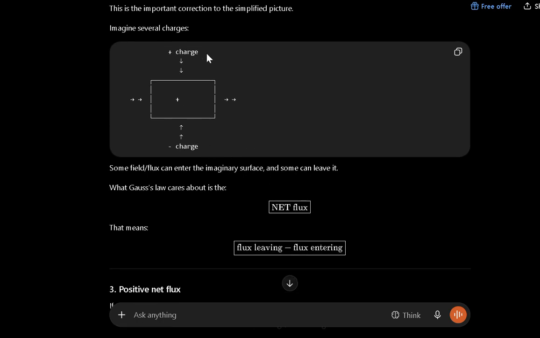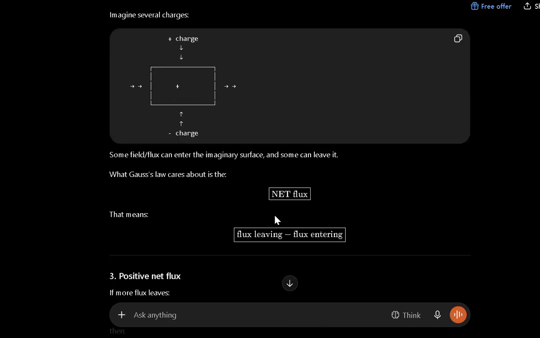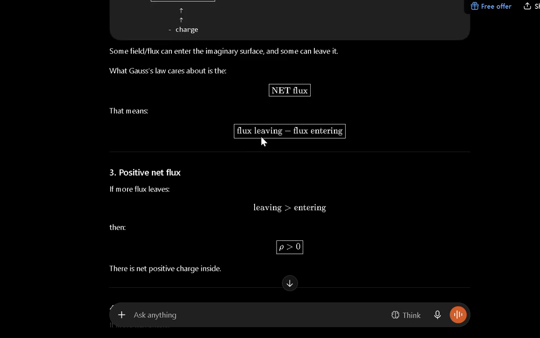So for a charge, there are fluxes entering and leaving. Both exist at the same time, but the net flux is what matters. When flux leaving is greater than flux entering, then it is a positive charge. That means flux leaving minus flux entering is the value.